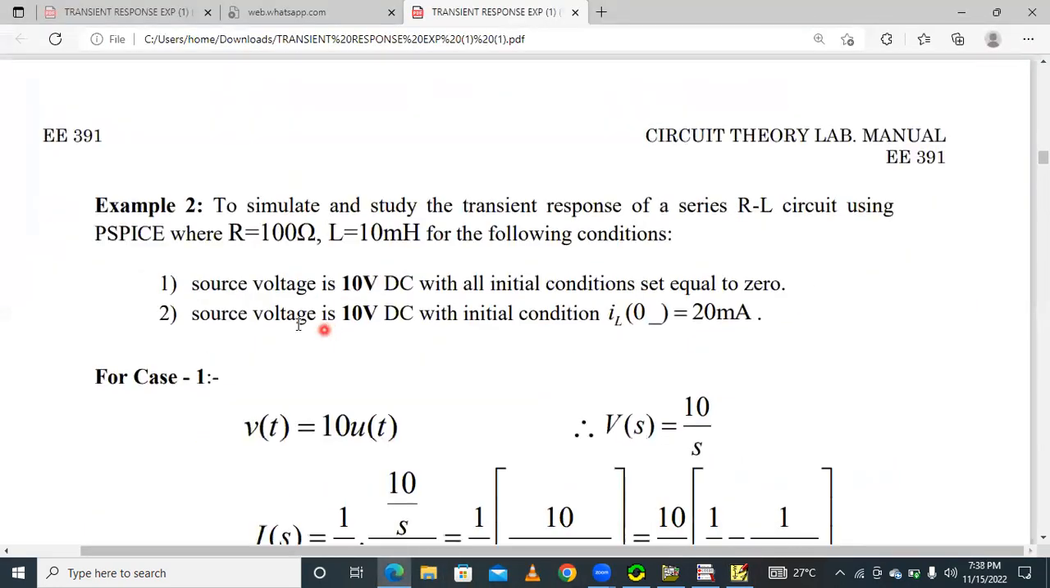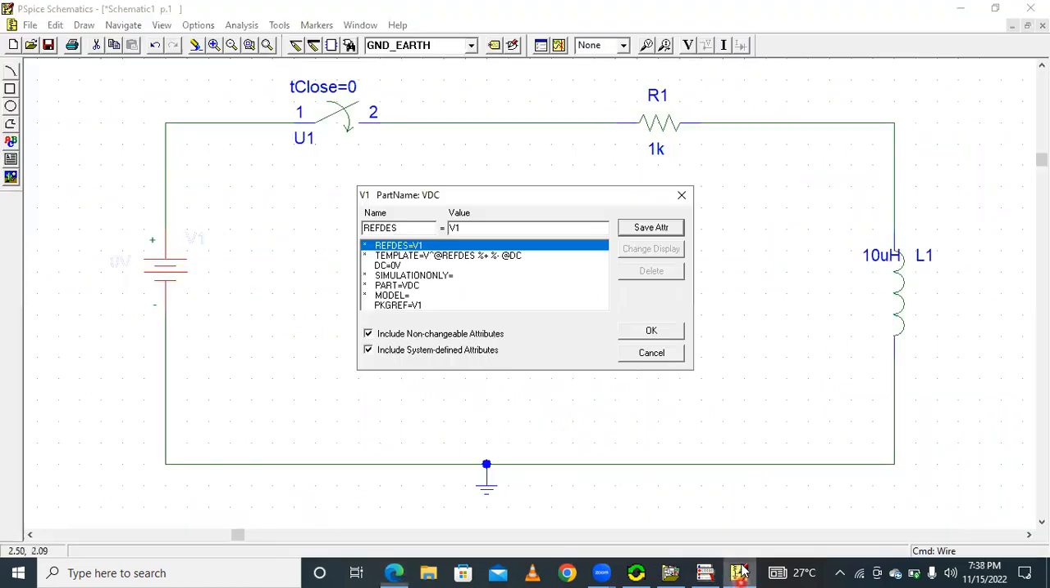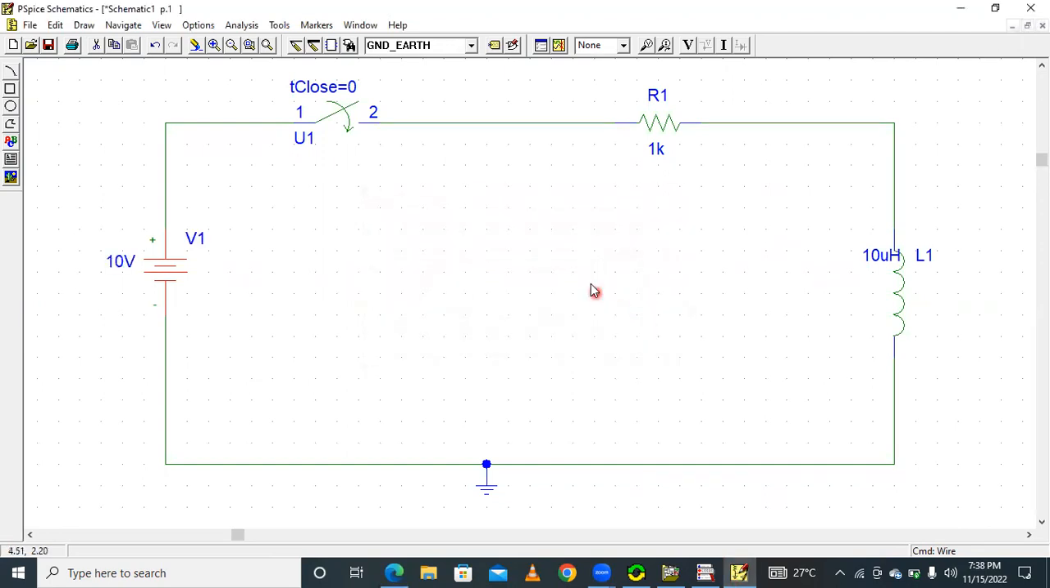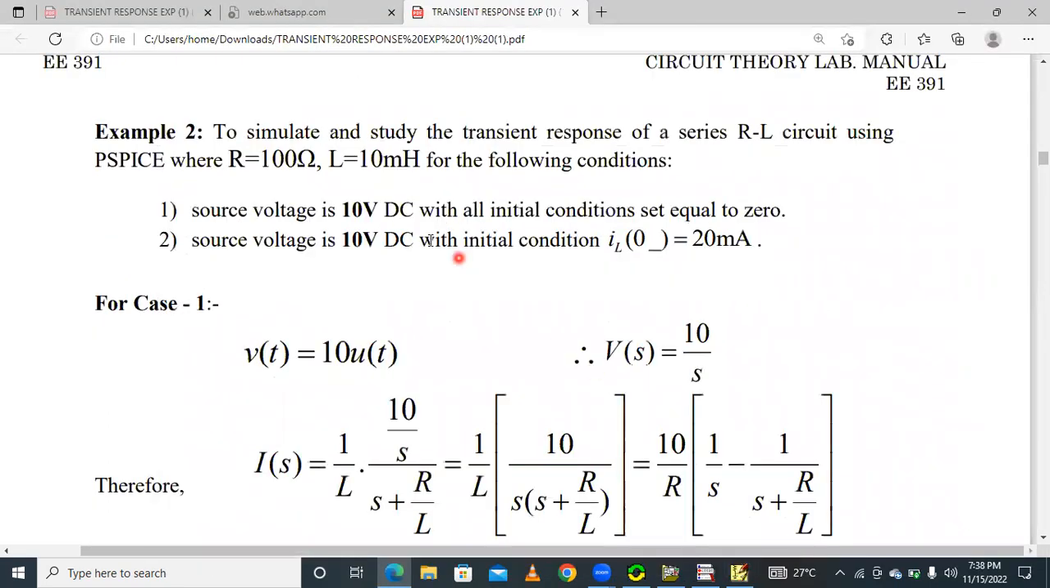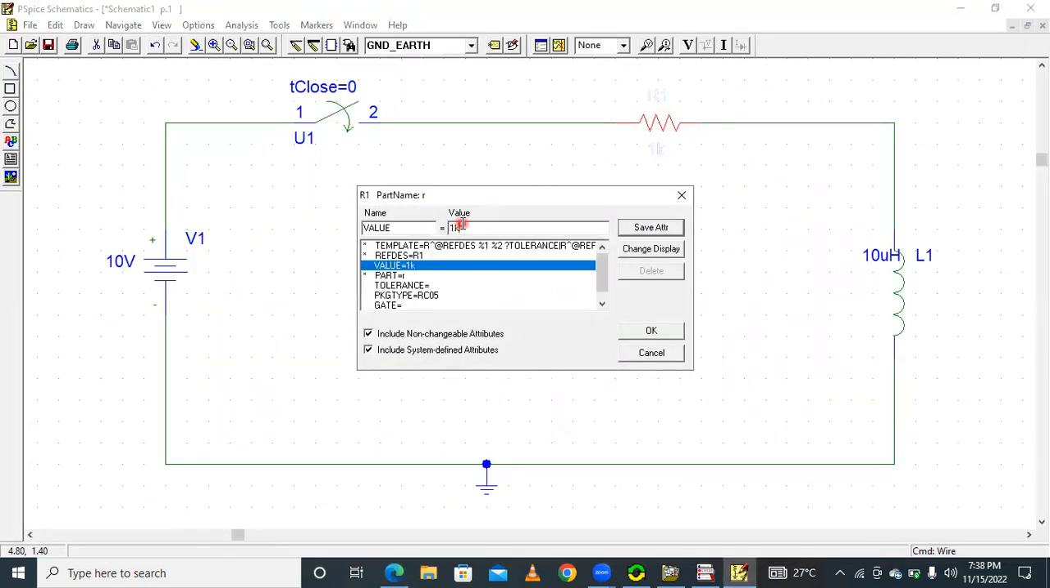What is the condition here? Source voltage is 10 volts DC. Here 10 volts is DC, and the resistance is, what is the resistance? 100 ohms. Inductance 10 millihenry. Value of resistance is 100 ohms.